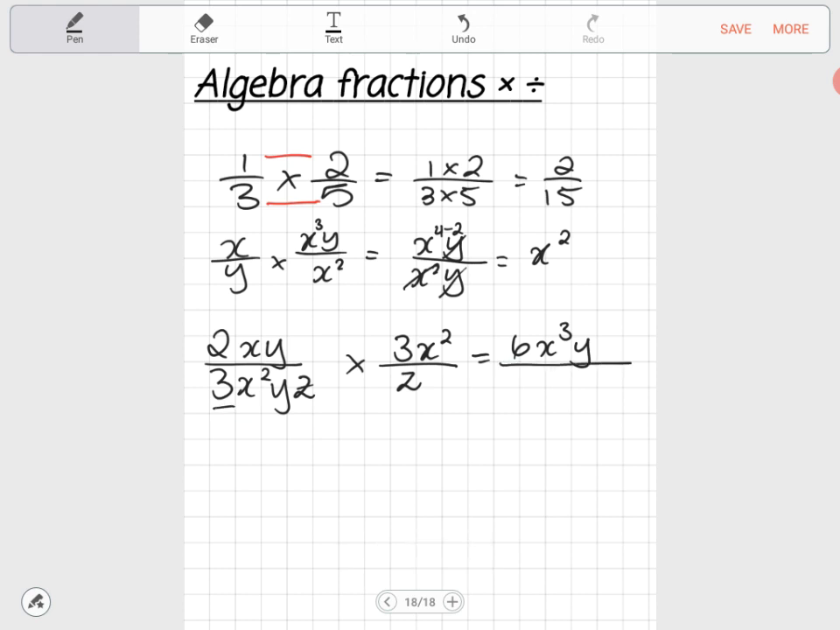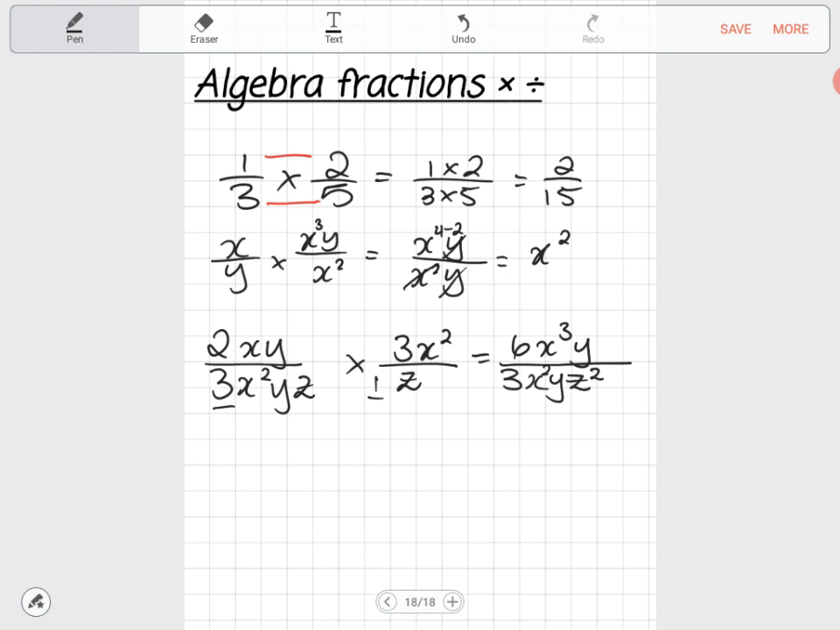So we'll again look at the numbers on the bottom. There's no number, so 3 times 1 is just 3. x squared times, well, there's no x over there, so it's just x squared. Look over here, we've got a y. We don't have a y over there, so we're going to write another y. And we have a z there and a z there, so we'll just add another one there.